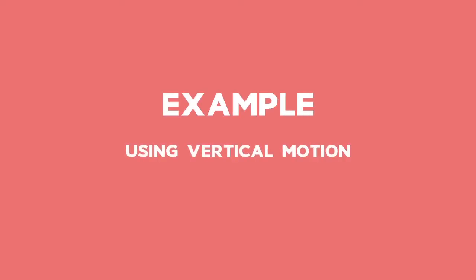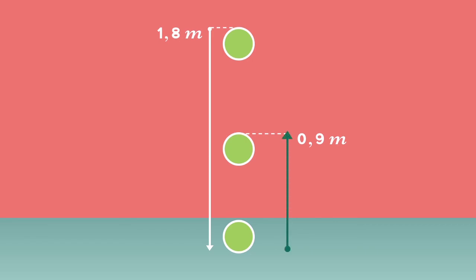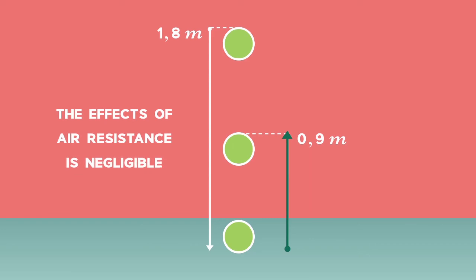Let's look at another example using vertical motion. A ball bounces to a vertical height of 0,9 meters when it is dropped from a height of 1,8 meters. It rebounds immediately after it strikes the ground, and the effects of the air resistance are negligible.